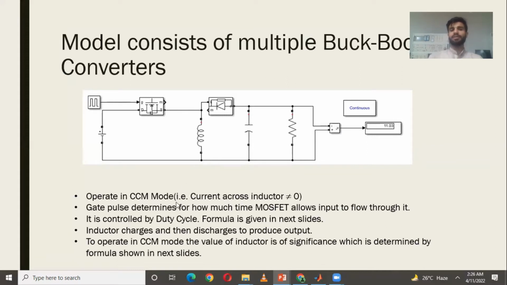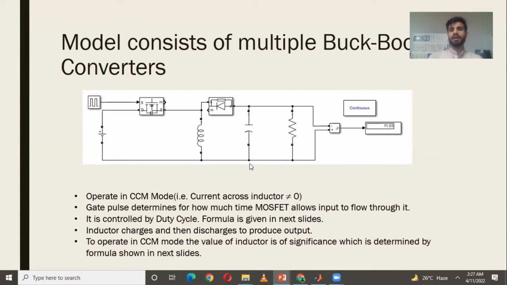The gate pulse determines for how much time the MOSFET allows input to flow through it. It is controlled by the duty cycle. The inductor charges and then discharges to produce output. During inductor charging, the diode is turned off and the capacitor is supplying current to the load. When the inductor is charged, the duty cycle gets zero and the inductor starts discharging. During inductor discharging, the current flows and charges the capacitor. Also, it gives current to the output load.